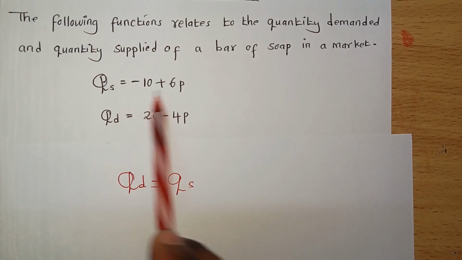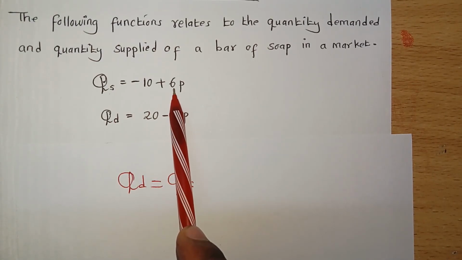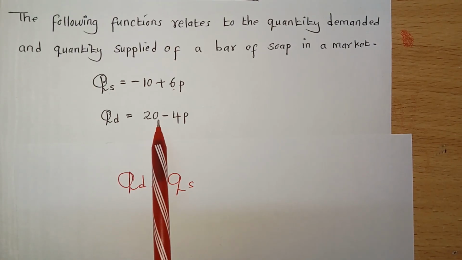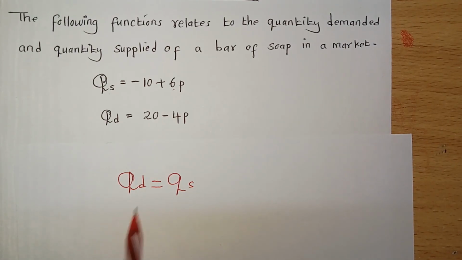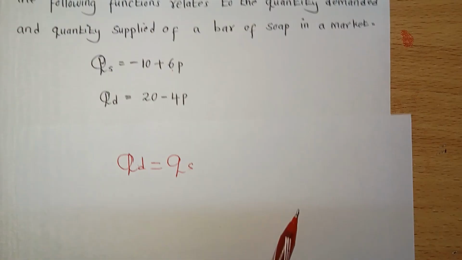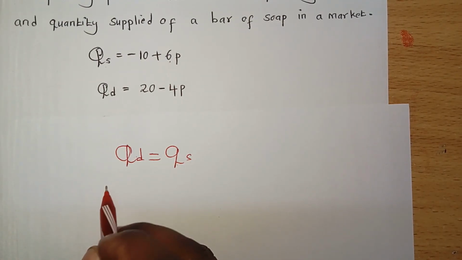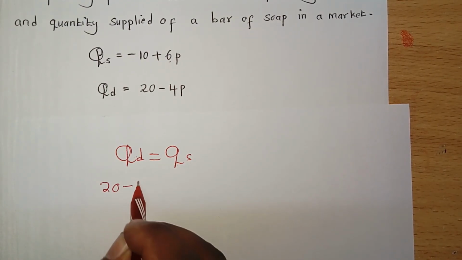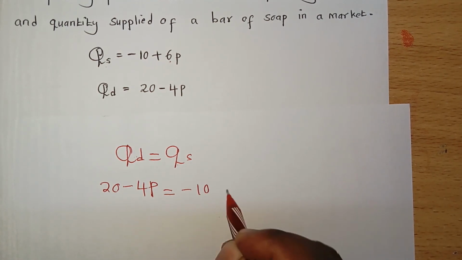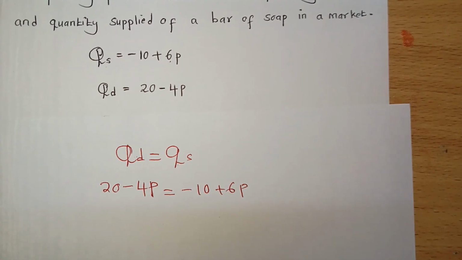Here we have been given the quantity supplied function as negative 10 plus 6p, whereas the QD function, or the quantity demand function, is given as 20 minus 4p. So what you need to do is replace this QD with the QD function, and this QS with the QS function. Let us now work it out. Our QD function is 20 minus 4p, you equate to negative 10 plus 6p.